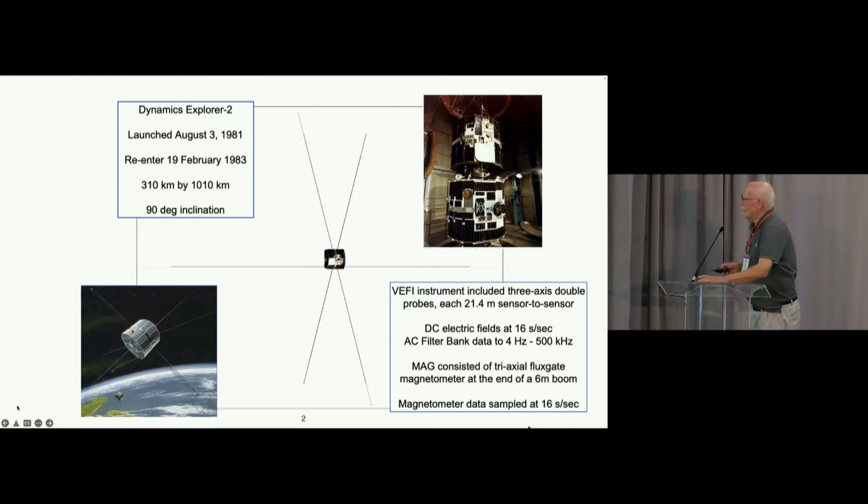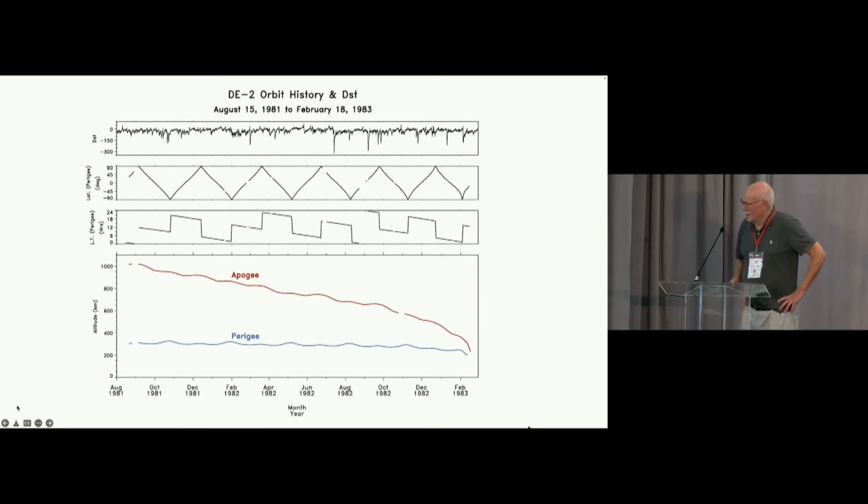Nelson Maynard was the PI. Many of you may know one of the booms didn't come out, which had nothing to do with the electric field team or anything like that. It was an unfortunate mistake on the spacecraft side. But nevertheless, we've gotten great data from DE2, and hopefully everyone knows that. We also had the magnetometer data from Sugiura. Both the electric field and the magnetic field were sampled at 16 samples per second. And the electric field data also had AC filter banks, so I'll be showing some of that data as well. Okay, moving on. Here's the orbit history.